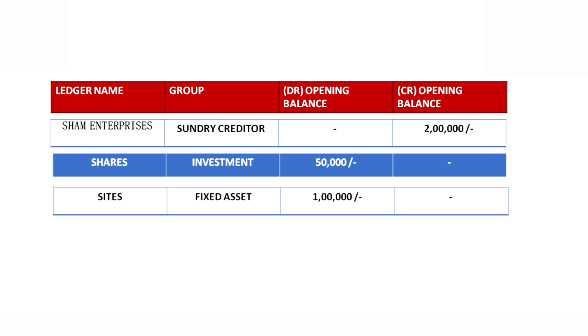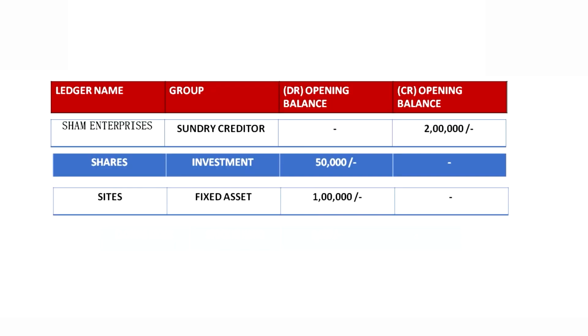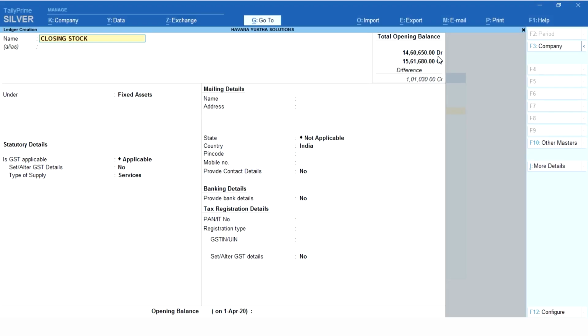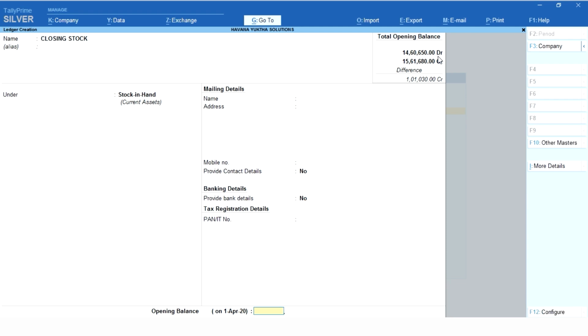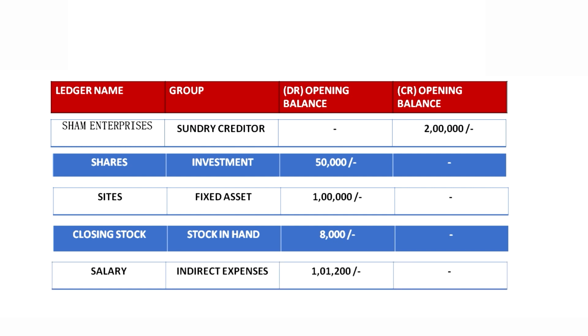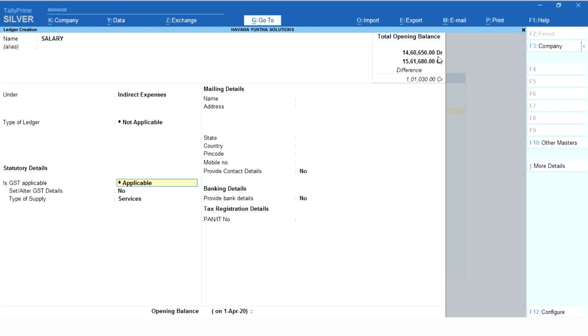So next we go with site as a fixed asset. We go with 1 lakh. Our opening balance will be 1 lakh. So next we go with closing stock, which is stock in hand, and the opening balance is 8,000. So next we have salary and indirect expenses, opening balance of 1,01,200. Salary will be our indirect expenses and we give our opening balance as 1,01,200.